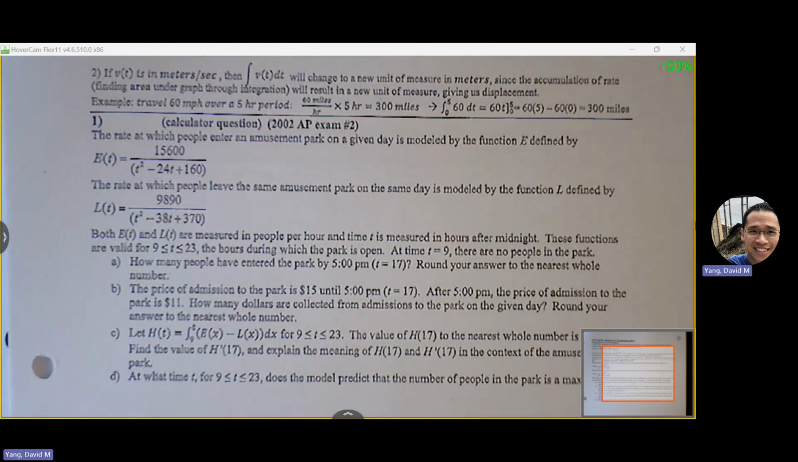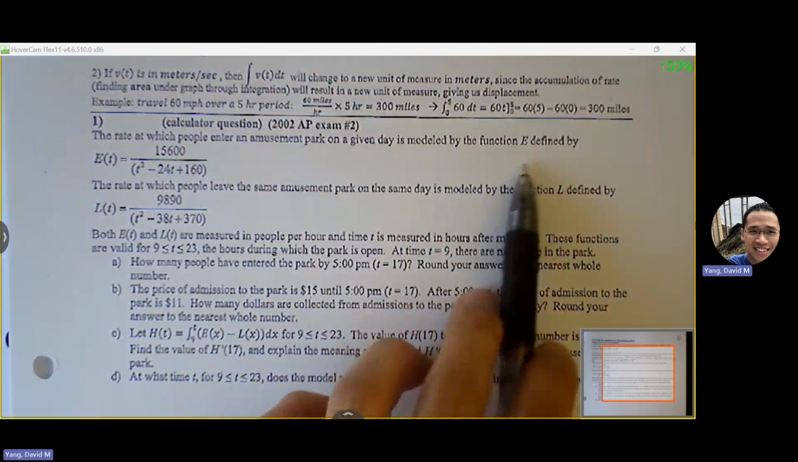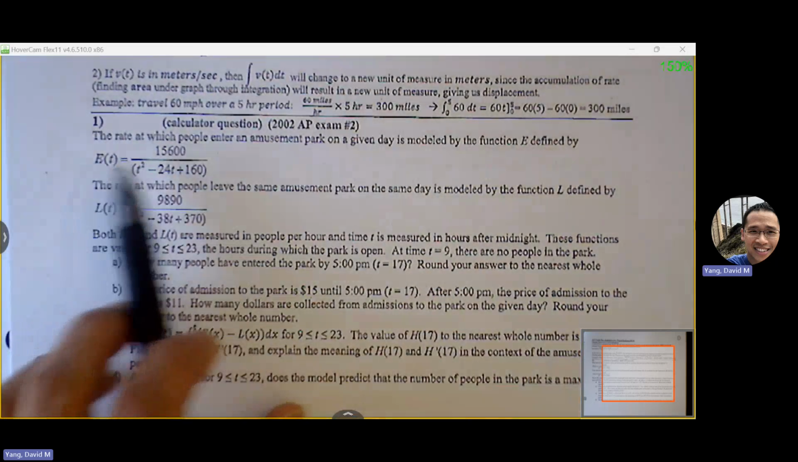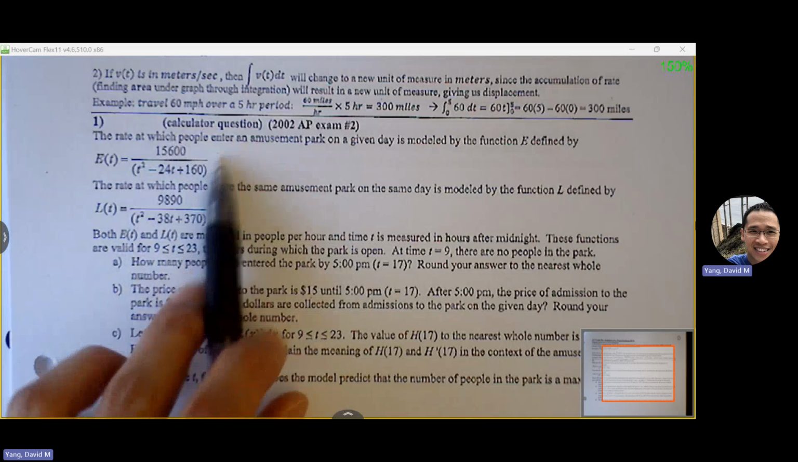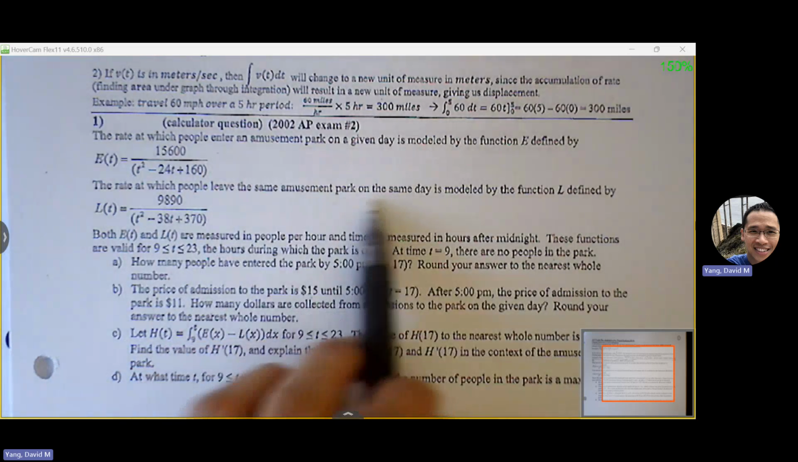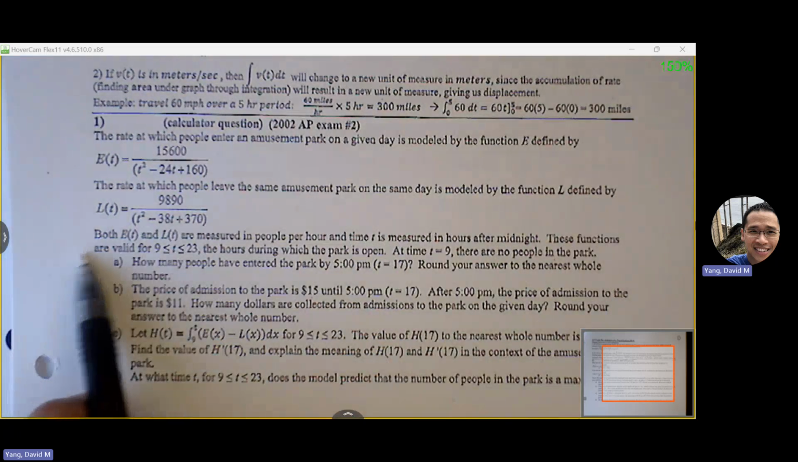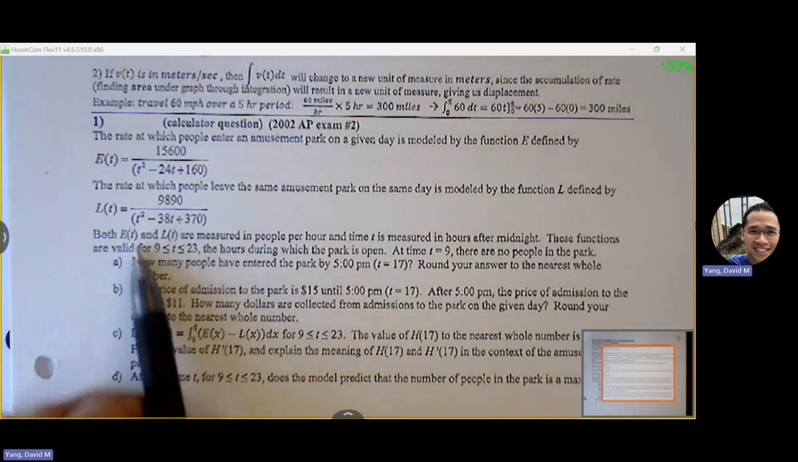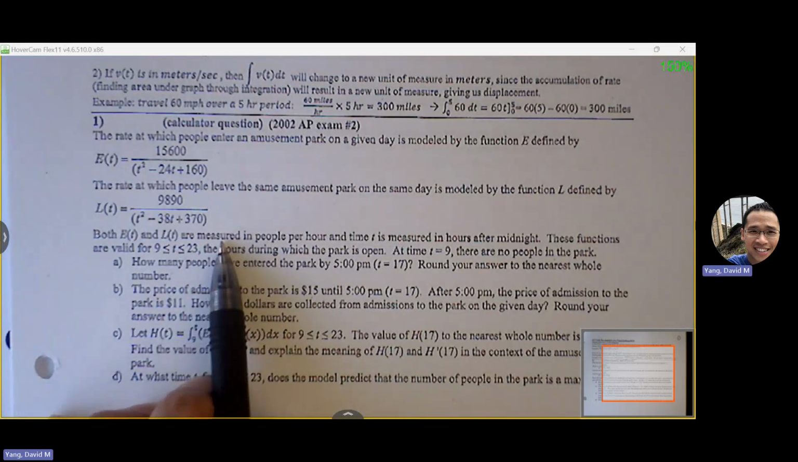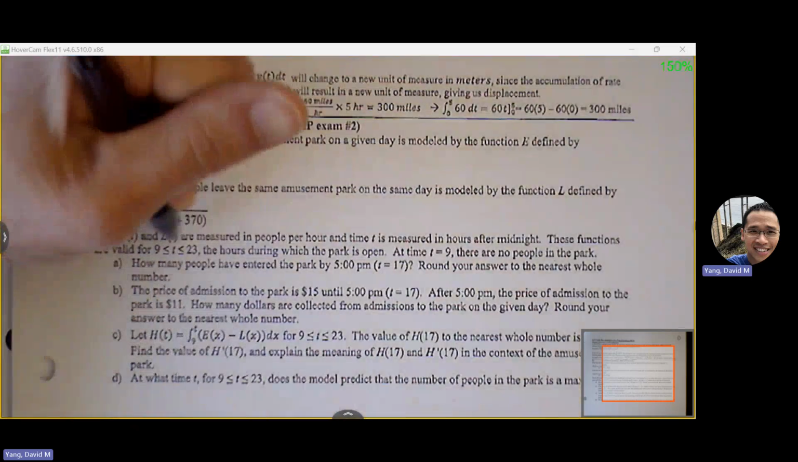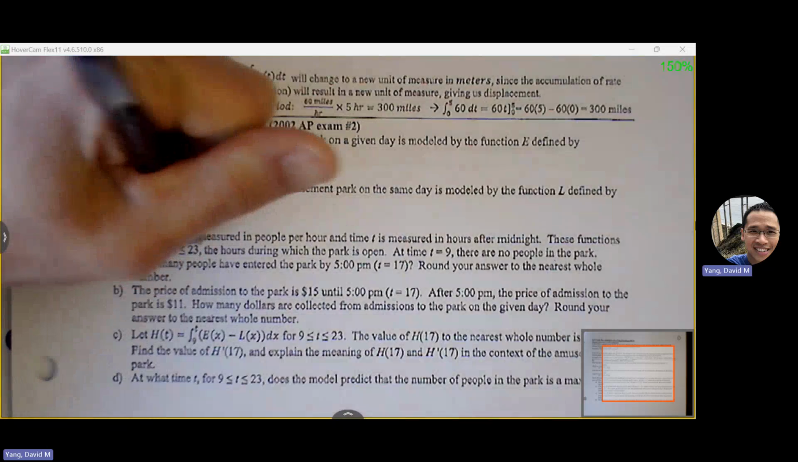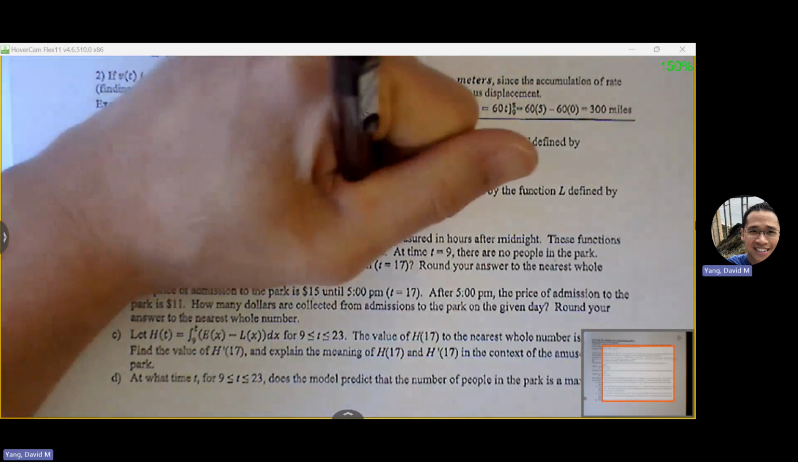Okay, so number 1: the rate at which people enter an amusement park on a given day is modeled by function E, defined by E of t. The rate at which people leave the amusement park is modeled by L of t, which is given here, right? Both E of t and L of t are measured in people per hour. So these are both rates, the rate at which people are entering or leaving the park.